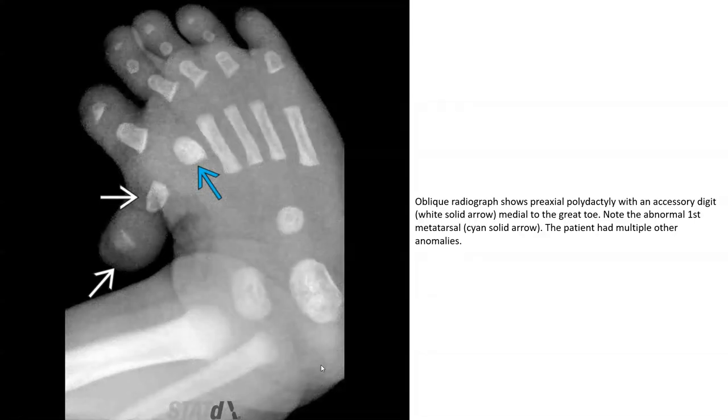Pelvic radiograph, sorry, foot radiograph shows preaxial polydactyly with accessory digit medial to the great toe. Note the abnormal first metatarsal. The patient had multiple other anomalies.